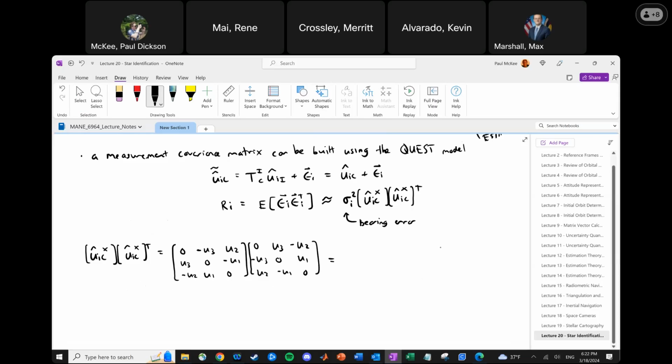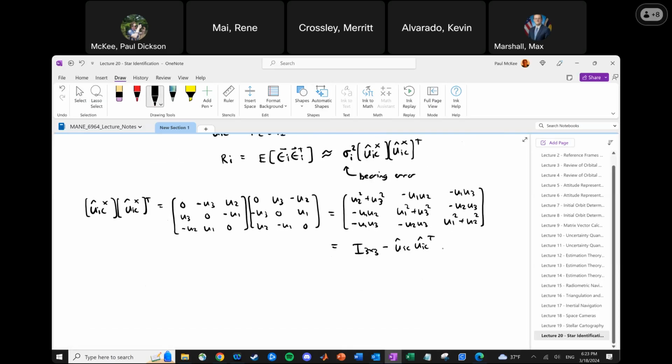And if we multiply that out, we get this really neat pattern. We get U2 squared plus U3 squared along the diagonal, U1 squared plus U3 squared, and U1 squared plus U2 squared. And then the off-diagonal elements look like negative U1, U2, negative U1, U3, negative U2, U3, and it is symmetric. Okay, neat pattern. What is that? Well, it's just this. It is the 3 by 3 identity matrix minus UIC times UIC transpose. And if you want to, you can go through element by element and convince yourself that that is the case.